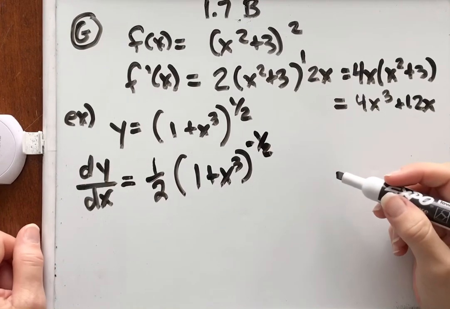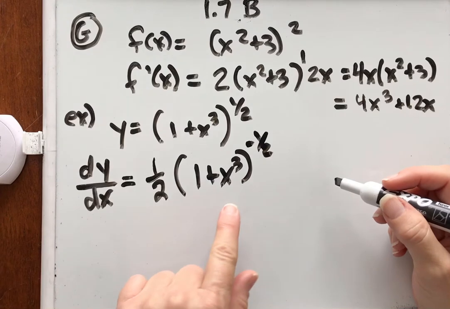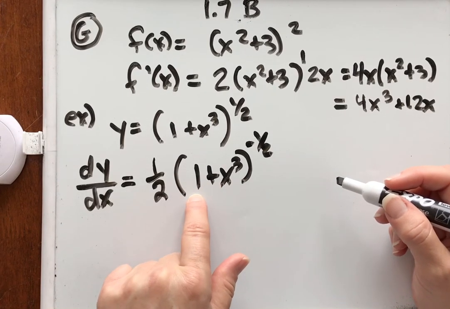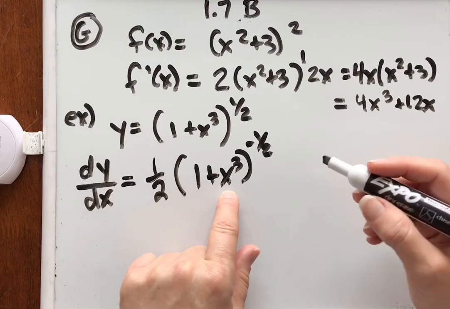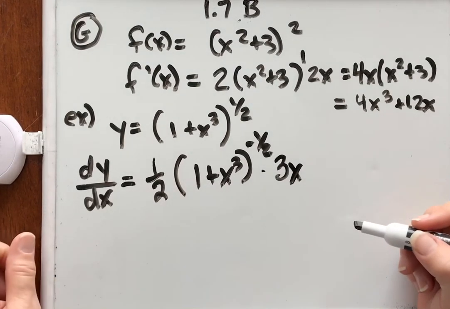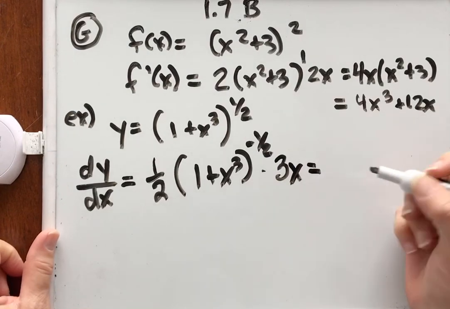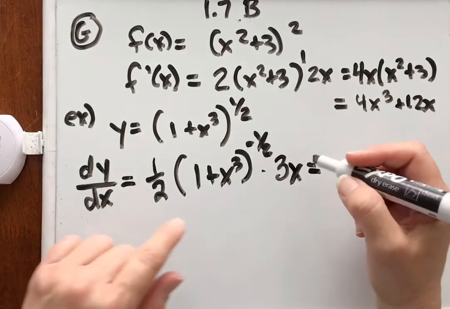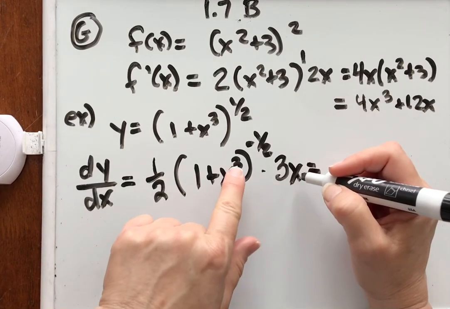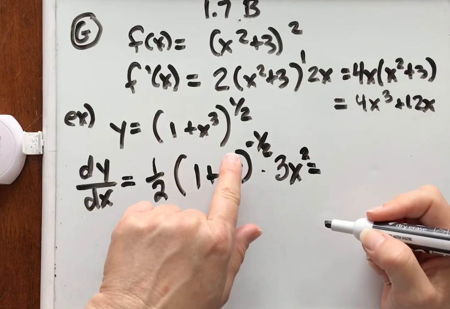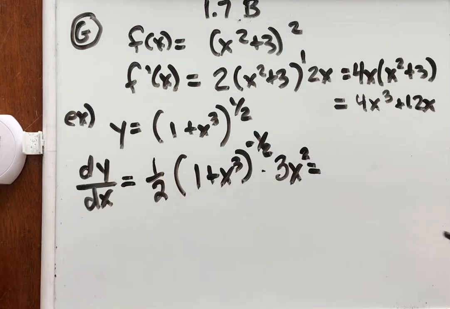What do we do next? That's right, we take the derivative of the inside. The derivative of 1 is 0, so don't worry about that. And the derivative of x cubed is 3x. So we're multiplying. Okay, so here we have 3x. Oops, not 3x. What is it? Derivative of x cubed, x is squared, right? We bring down the 3, minus 1 gives us a 2.